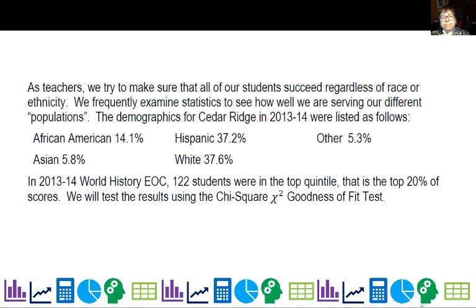All right, now, also in 2013 and 14, we had roughly 600 students take the World History EOC. And I wanted to look at the top quintile, the top performing students on the World History EOC at Cedar Ridge. Well, there are 122 students in the top quintile, the top 20%. All right. And I'm like, okay, were all of these populations properly represented among those top performing students? And we're going to use something called the chi-square goodness of fit test.